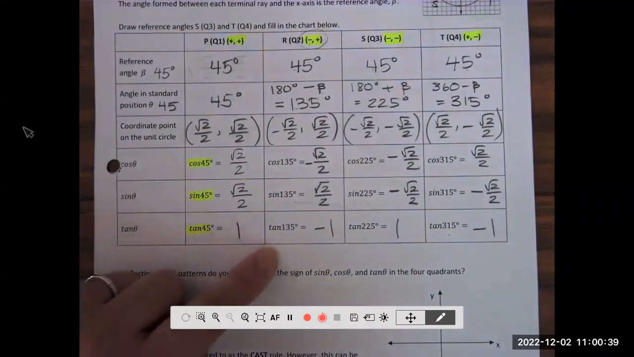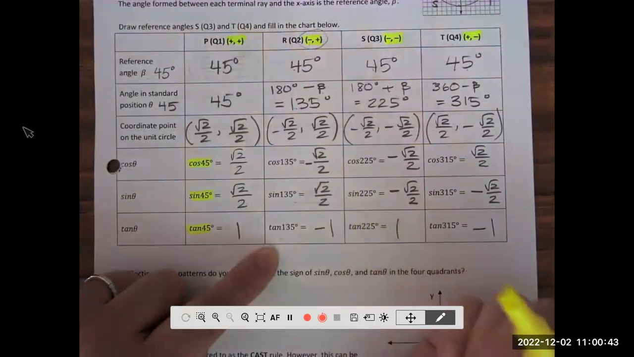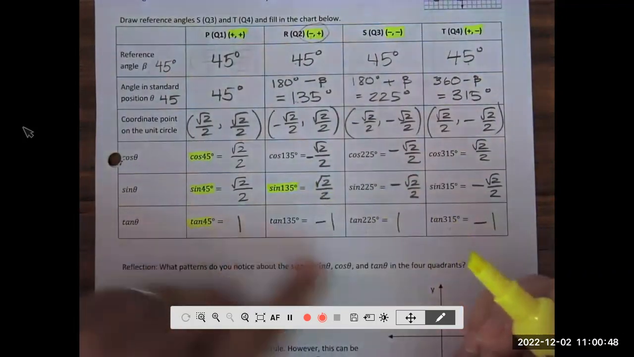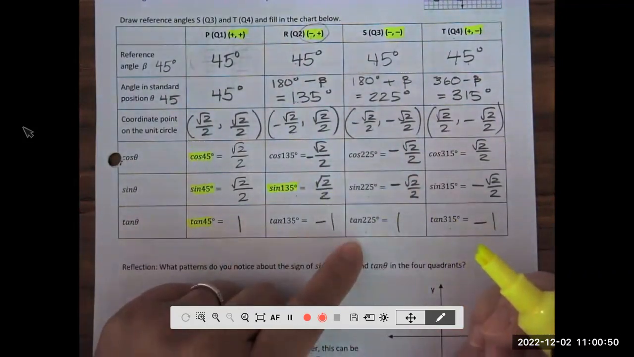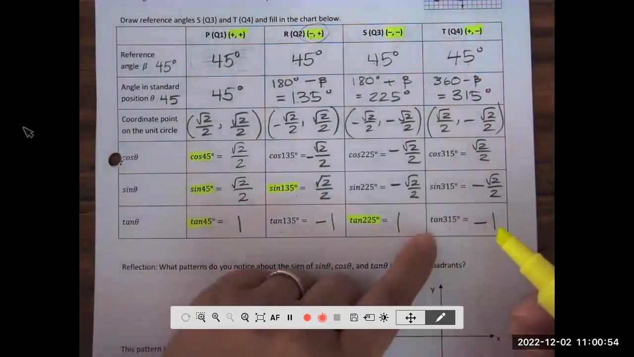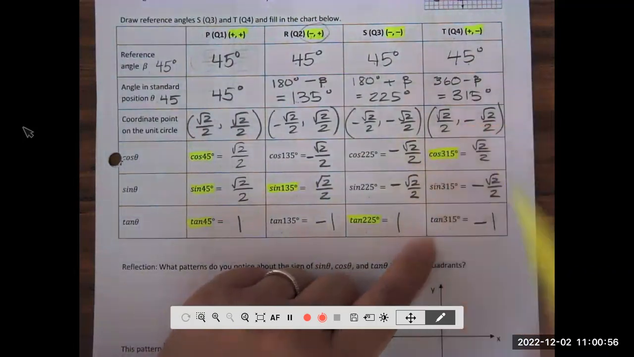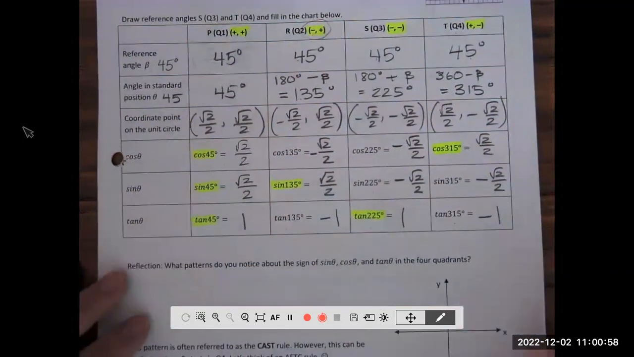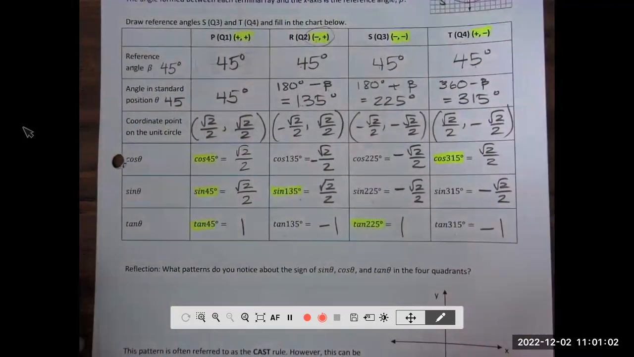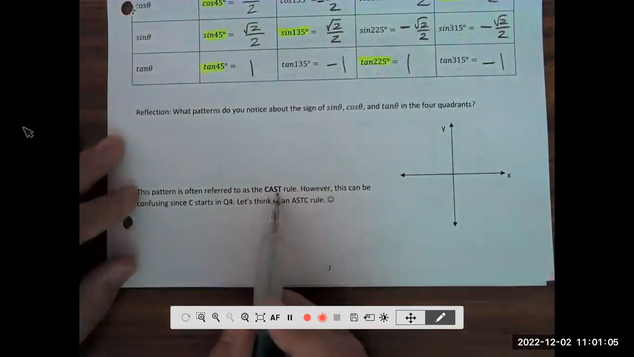Quadrant number 2, who's positive? No, who's positive? Just sine. Quadrant number 3, who's positive? Just tan. Quadrant number 4, who's positive? Okay, so we need to know this. It's so important that there's a rule named after it, and it's called the CAST rule.